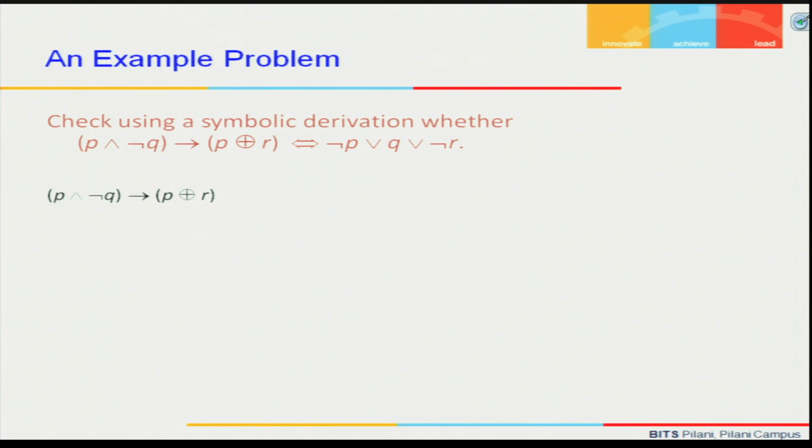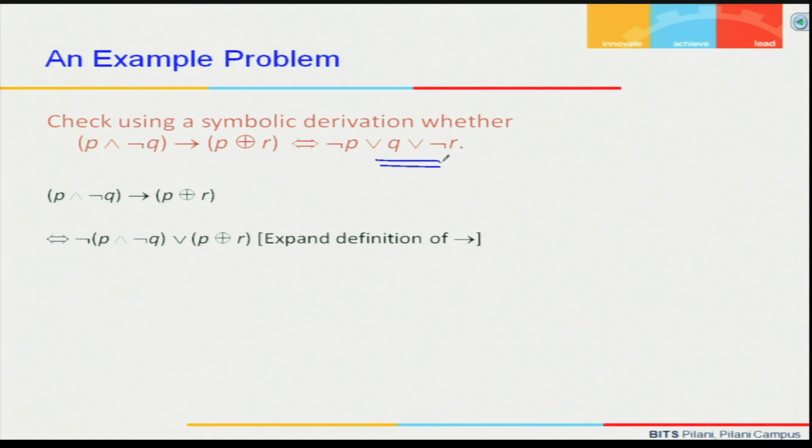Let us take the compound proposition P and not Q implies P exclusive OR of R. We will take this particular compound proposition, and by applying the laws we finally show that it is equal to this proposition. We keep applying the laws.